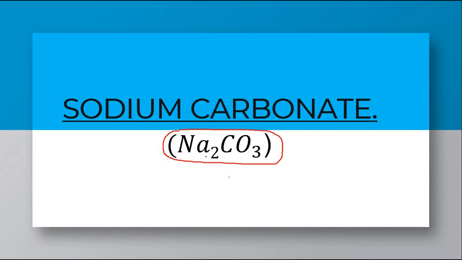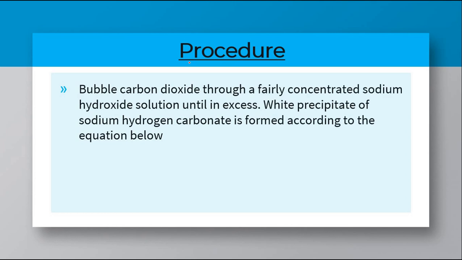So we continue. We want to look at the preparation of sodium carbonate. We have two ways of how we can prepare this. One is while we are in the laboratory. So we shall first look at the preparation of sodium carbonate in the laboratory, and this is the procedure. What do we need? We shall need carbon dioxide and also concentrated sodium hydroxide solution.